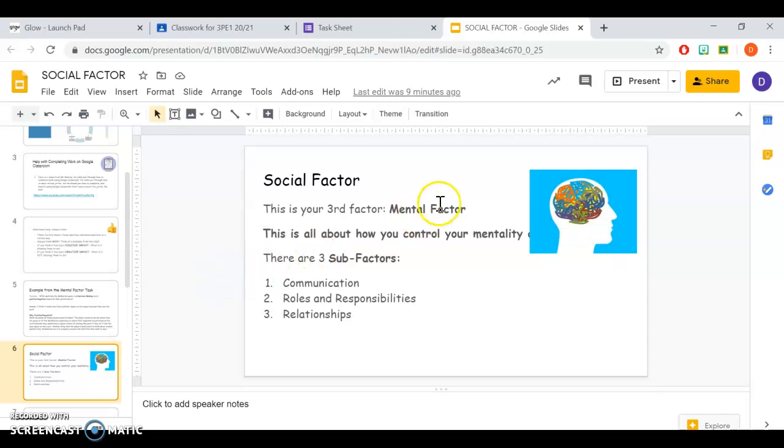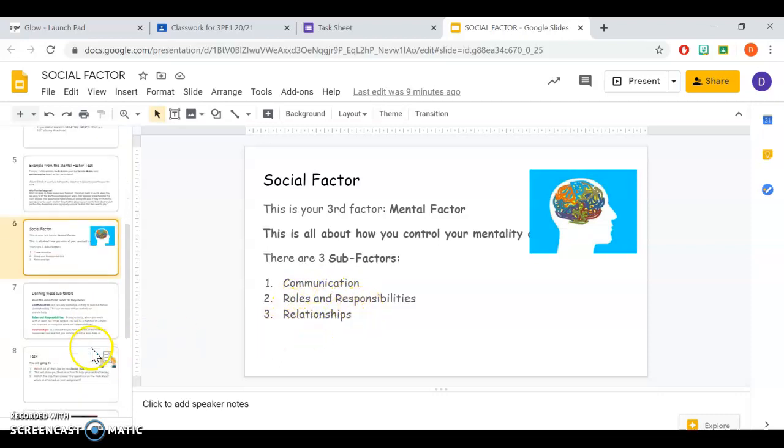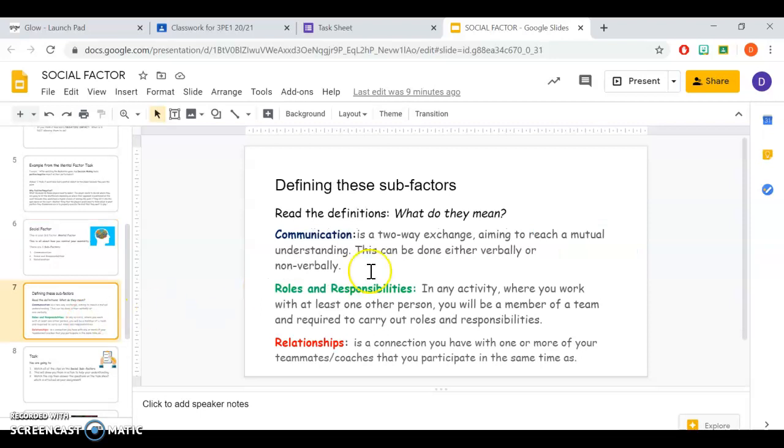So this is called the social factor, and within it has 3 sub-factors. It has communication, roles and responsibilities, and relationships. As always, here are our definitions. So these are what they mean. So communication is a two-way exchange. This can be done either verbally or non-verbally. And verbally is obviously when we're speaking, and non-verbally could be with use of hand signals.